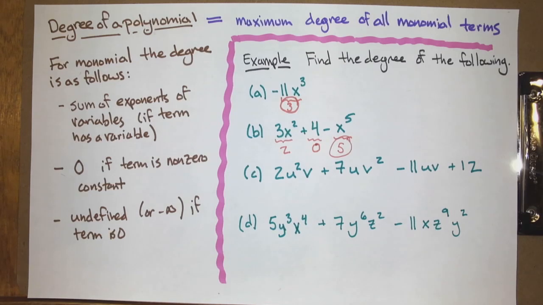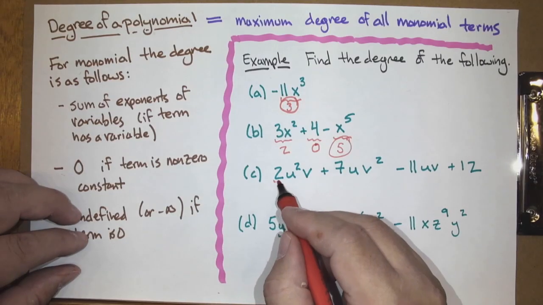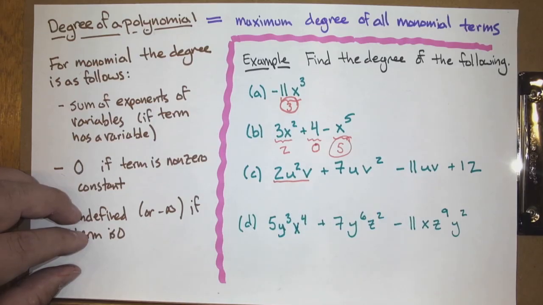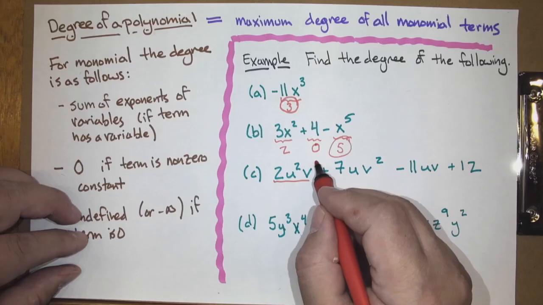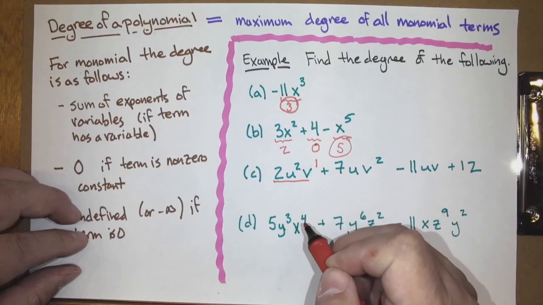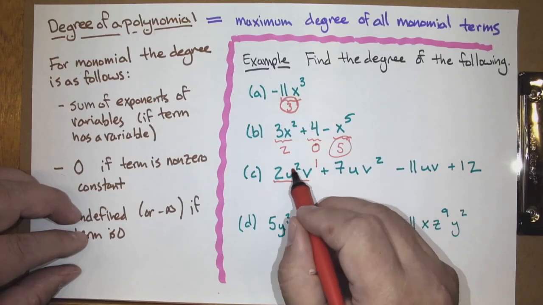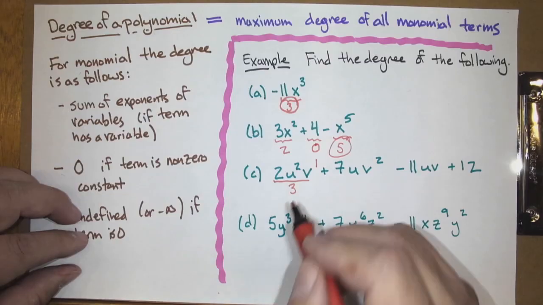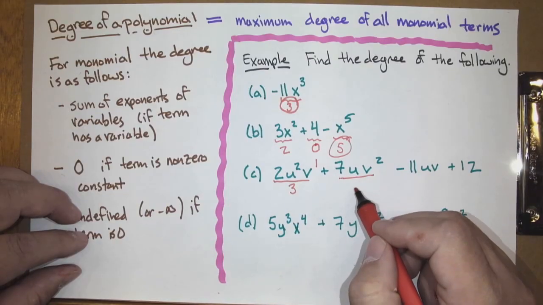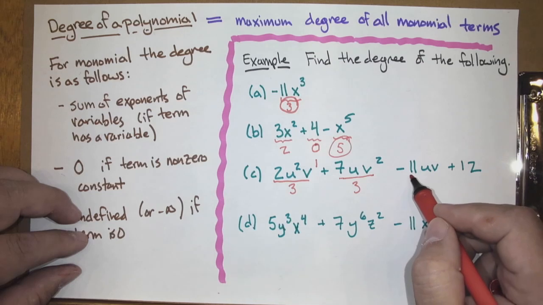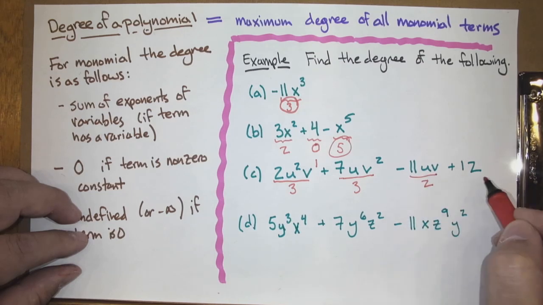I heard a 2. Is that right? Well, let's look at our degrees. What's the degree of the first term? If I see v, I think of it as v to the 1. So what's the sum? 3. All right. How about this term? 3. And here? 2. And here? 0. Those are the degrees individually.